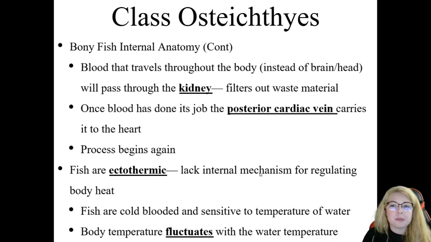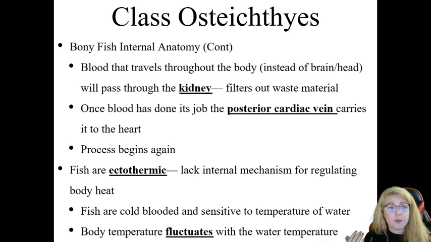The blood that travels throughout the body, that is the blood that's not going to the brain and the head, as we just said, will pass through a kidney. And we have 2 kidneys, which serve a similar function, which is to filter out waste material. And so once the blood has done its job, that should say, I believe, once the kidney has done its job. That's a typo mistake on my part. Once the kidney has done its job, the posterior cardiac vein will carry that blood that got filtered of the waste from the kidney back to the heart, and then the process will begin again.